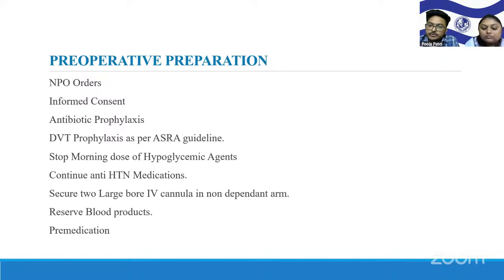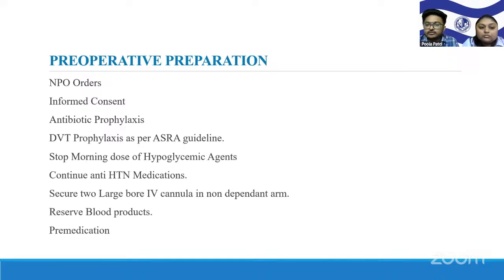In this patient, IV cannulation is difficult due to flexion deformity of the hand, and radial arterial cannulation may also be difficult due to flexion deformity. And I will confirm the reservation of the blood products. And if the patient has any comorbidity like diabetes, then I would switch the patient to insulin and omit the morning dose. If the patient has hypertension, then continue the antihypertensive on the day of surgery.